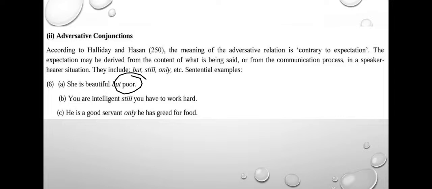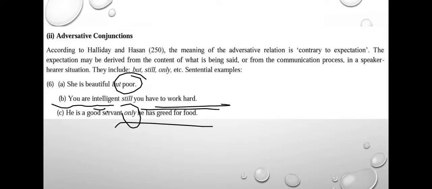She is poor actually, even though she is beautiful. You are intelligent. Still, you have to work hard. Once we said you're intelligent, the person shouldn't have to work hard. But actually, we are also saying that even though you're intelligent, still you have to work hard. He is a good servant, only he has greed for food. A good servant, but this is the contrary to expectation side.